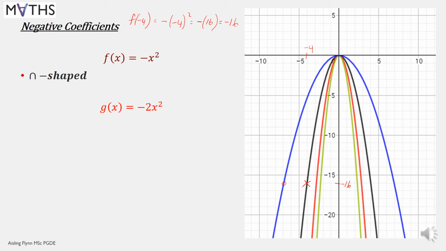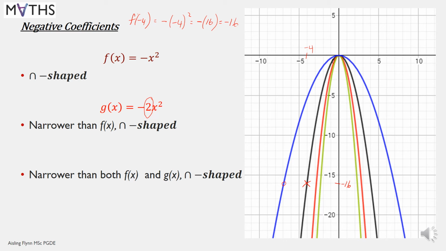The red function on the graph here is g of x, and it's minus 2x squared. So the 2 still makes it narrower. Okay, but the minus turns it upside down. So it's narrower, but hill-shaped. And the green function on the graph there is minus 3x squared. It's narrower again, and the minus turns it upside down. And the blue function is p of x. Now it is multiplying by a value that's less than 1, so that makes it wider. But because of the negative, it's upside down also.